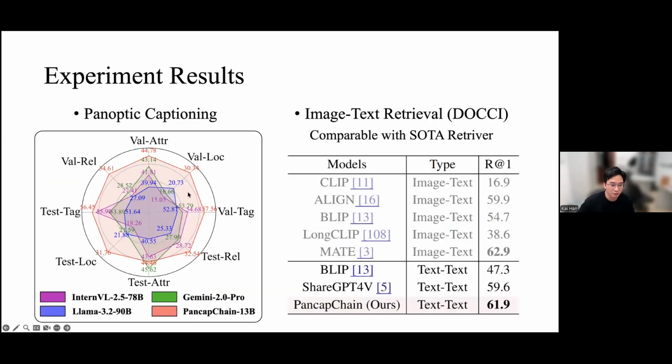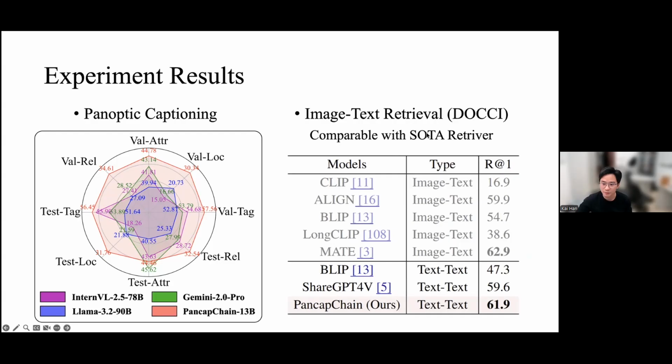Then this is an overview of the results. The largest one, the red circle, represents the performance of PanCap along different evaluation metrics, for example, the attribute, location, tag, and the relationship, along these different axes. And we also have the corresponding evaluation on the test set. We can see that our method performs better than the other methods that can be used to produce very informative captions.